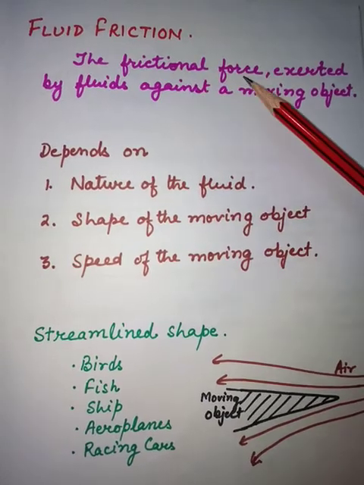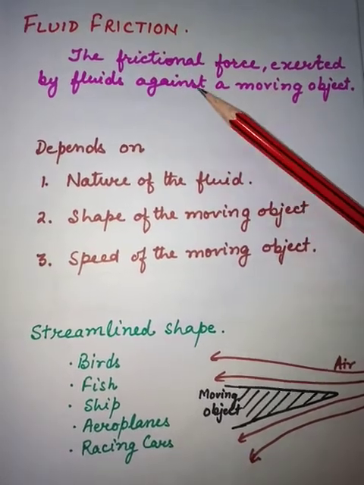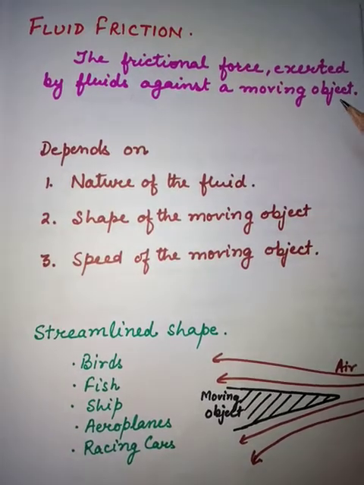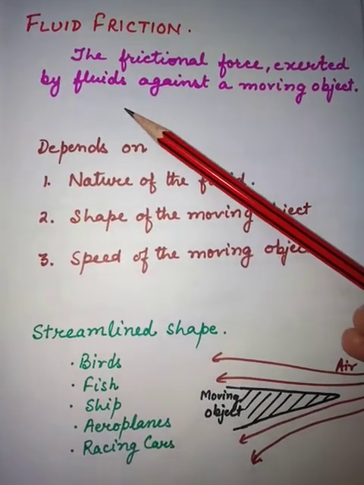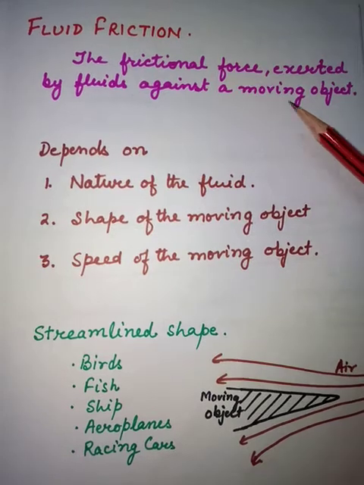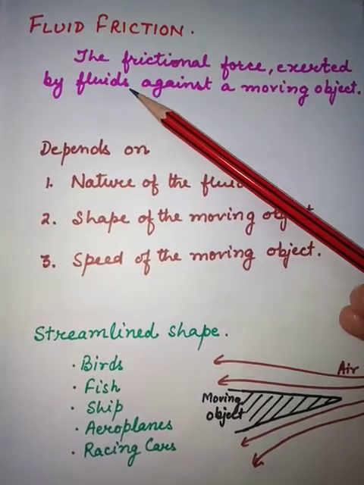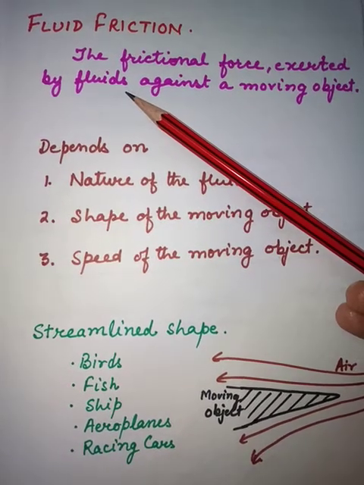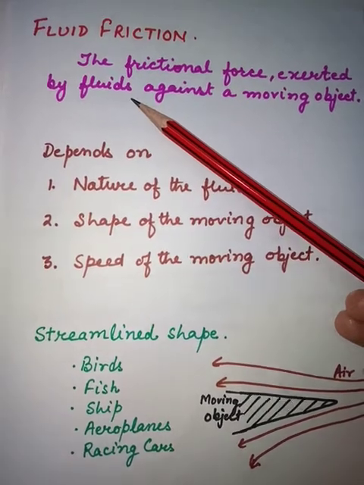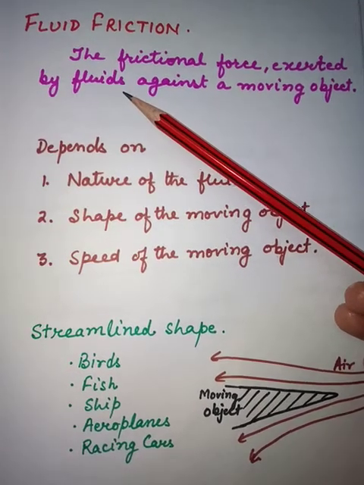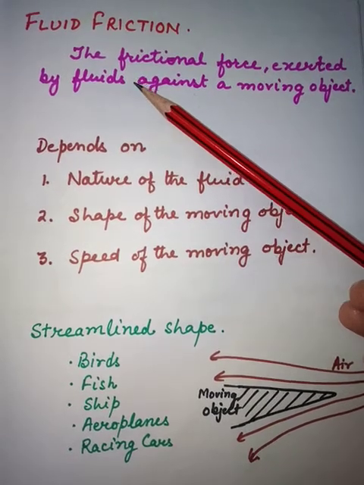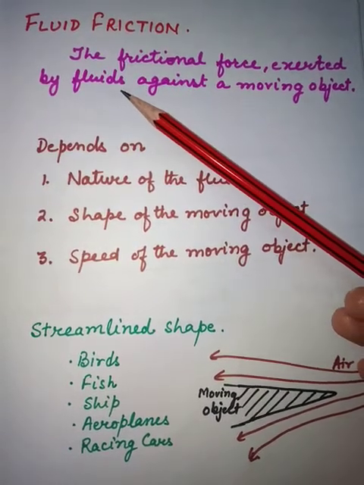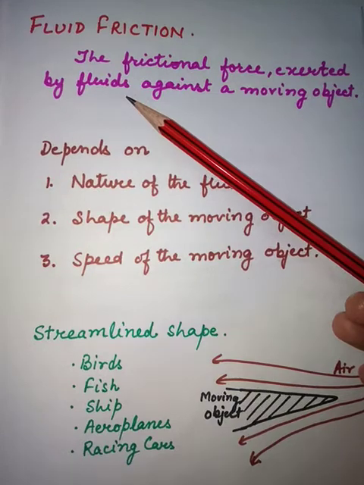Fluid friction is the frictional force exerted by fluids against a moving object. That is, it is the opposing force exerted by fluids against a moving object. So, what are fluids? Fluids are the things which can flow. For example, all liquids and all gases are called fluids. So it is the frictional force exerted by liquids as well as gases.